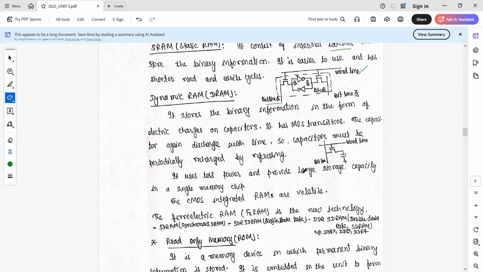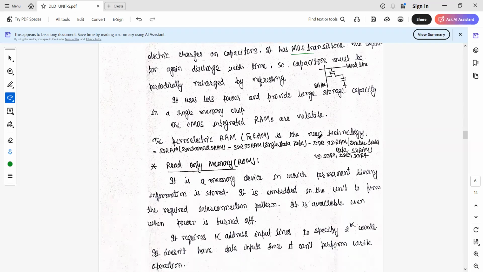Then another is dynamic RAM. In dynamic RAM, we have the concept of capacitors. Capacitor charging and discharging decides the functioning of the dynamic RAM. Regularly we refresh the device so that the capacitor will be charged. When the capacitor is charged, it stores a 1. When it discharges, it stores a 0. Here we have the concept of MOS transistors, where MOS is metal oxide semiconductor.